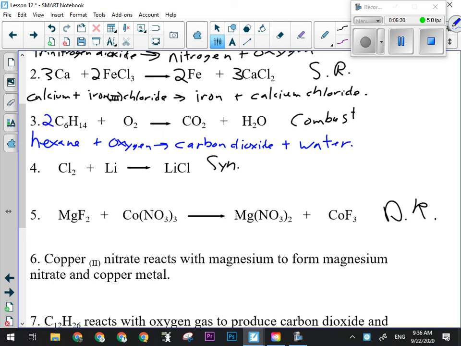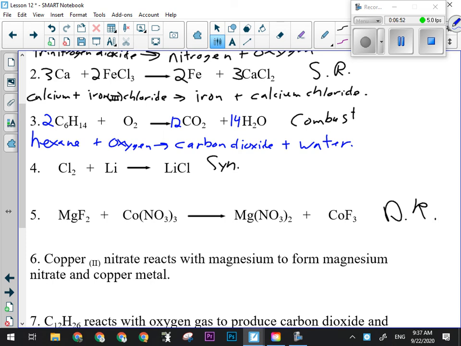Okay, now I'm balancing alphabetically. 2 times 6 is how many? 12. So I need to put a 12 here. There's 12 carbons. Okay. Now I'm going to balance the hydrogens. 2 times 14 is 28. What times 2 is 28? 14. Okay. You'll probably see a pattern developing here.